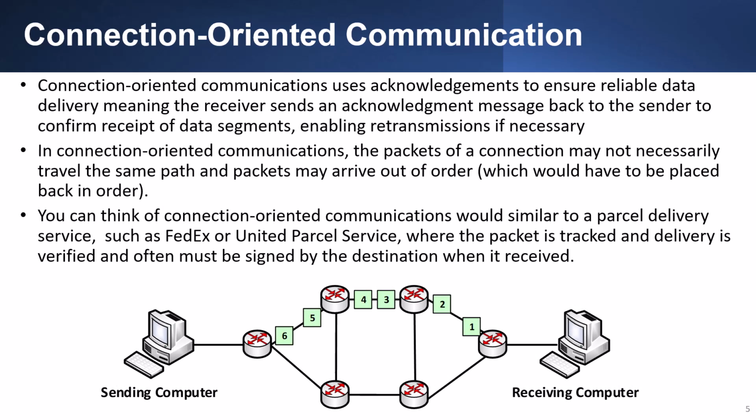Connection-oriented communication uses acknowledgments to ensure reliable data delivery, meaning the receiver sends an acknowledgment message back to the sender to confirm receipt of data segments, enabling retransmission if necessary. In connection-oriented communications, the packets of a connection may not necessarily travel the same path, and packets may arrive out of order, which will have to be placed back in order.